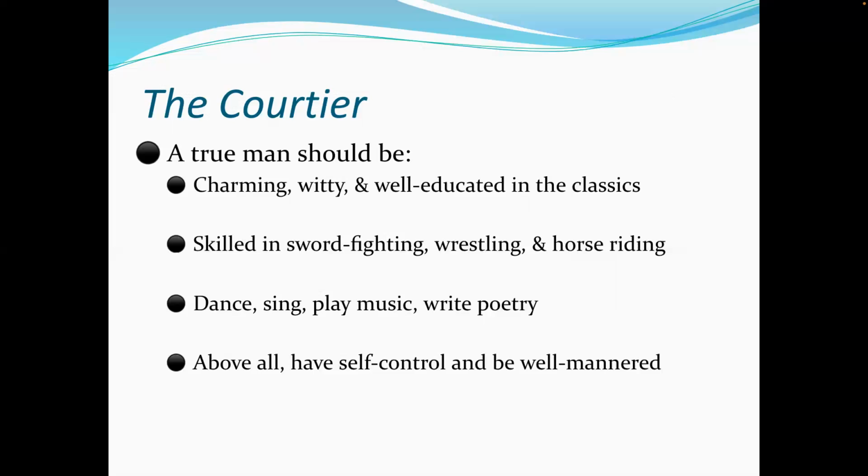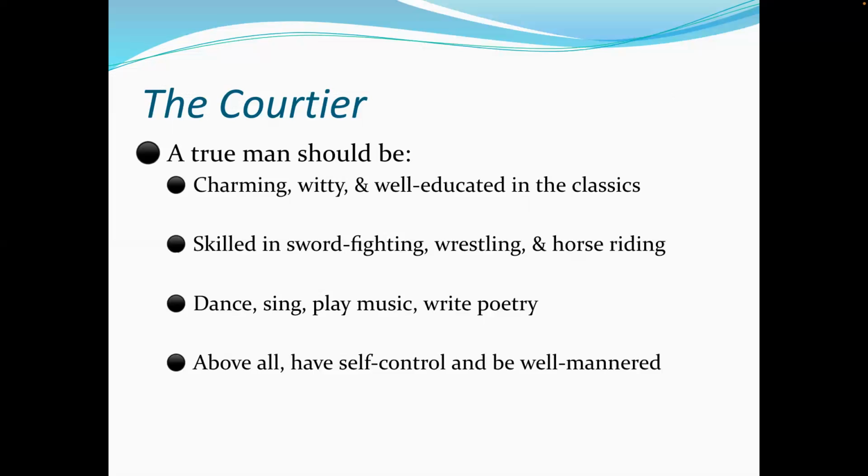The courtier is how people should act of the time period, right? And how they need to show some sort of oath, some sort of allegiance to the kingdom, to the monarch. In many cases, this is a way to change the look appropriate for the Renaissance period. So a true man should be charming, witty, and well educated in the classics. Right? So that kind of even still resounds today.